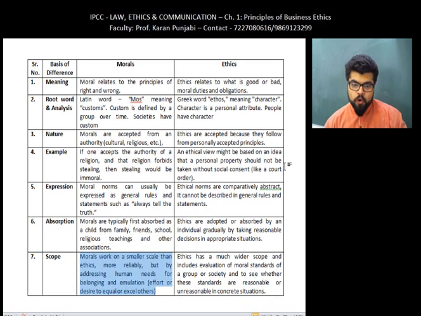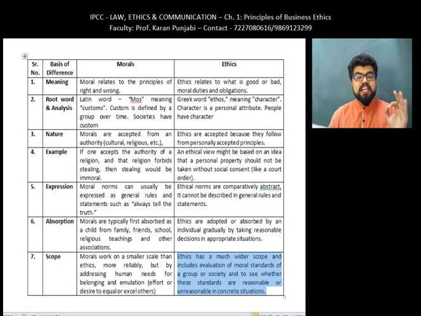At the same time, when we talk about ethics, ethics has a much wider scope and includes evaluation of moral standards. Ethics has the power and the ability to decide whether your morals are correct or not. It evaluates your moral standards, and whether these standards are reasonable or unreasonable in concrete situations. So what does ethics do? Ethics has a much wider scope. It is not restricted to a particular society.